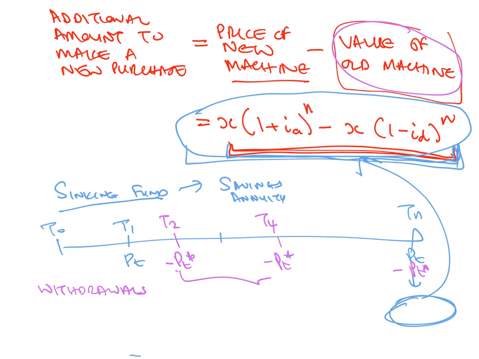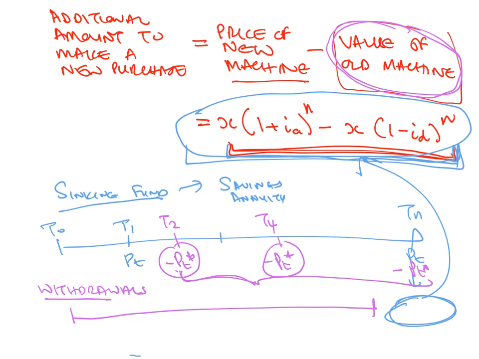I need to make provision within my sinking fund so that I'm able to withdraw regular amounts of PT star in order to maintain the new vehicle, in order to maintain the vehicle that I have currently. Okay, and so this annuity, the maintenance annuity, is its own annuity. Okay, and so you need to be able to set up that annuity as well.